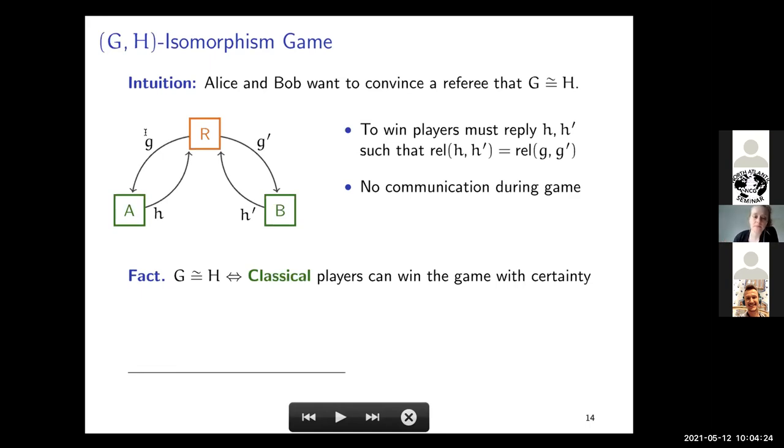I have one more question. Maybe it is a stupid question, but you write that Alice and Bob want to convince a referee. So what happens if the referee keeps asking just the same question, giving just the same vertex on and on? Then he will never be convinced that these two graphs are isomorphic. Randomly. So this G is given randomly? The little G and G prime, yes. I mean, this is just for intuition. This is not a formal thing.